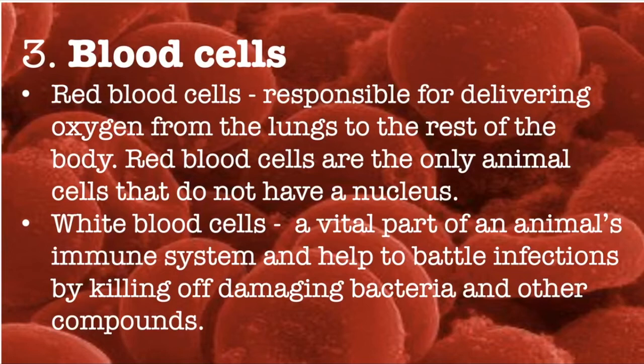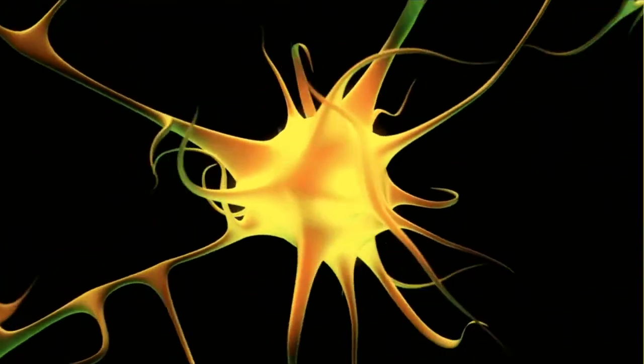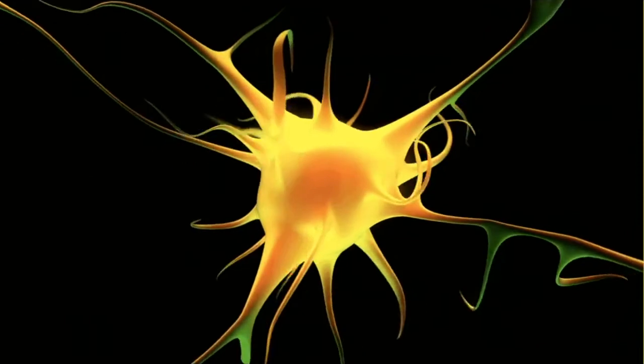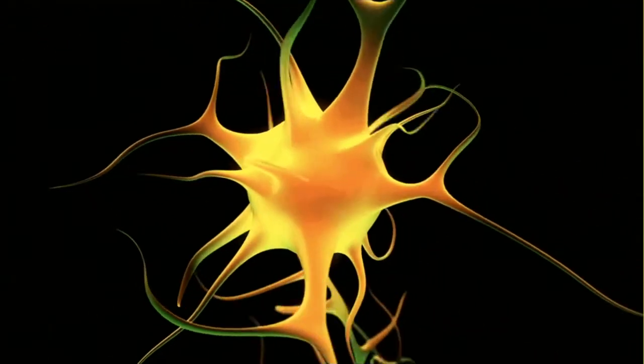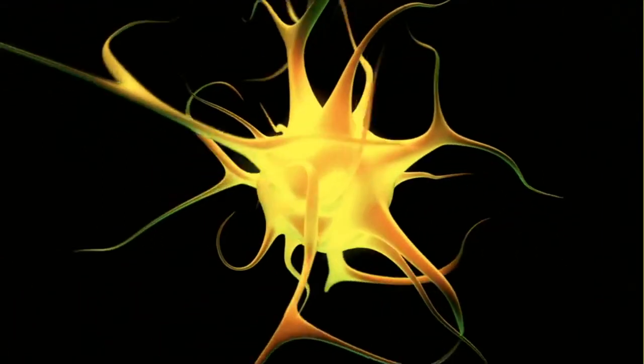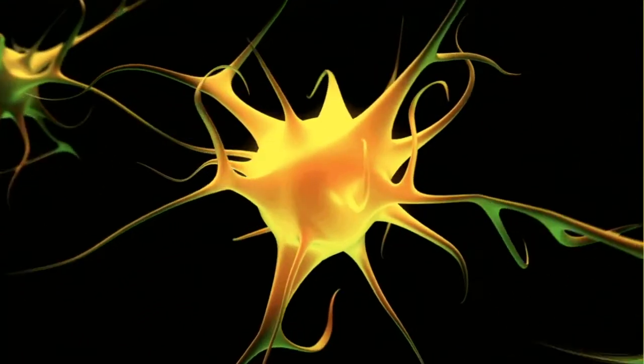Now, let's move on to the fourth type of animal cell. On the slide, you can see an example of the fourth type of animal cell. You can comment down.